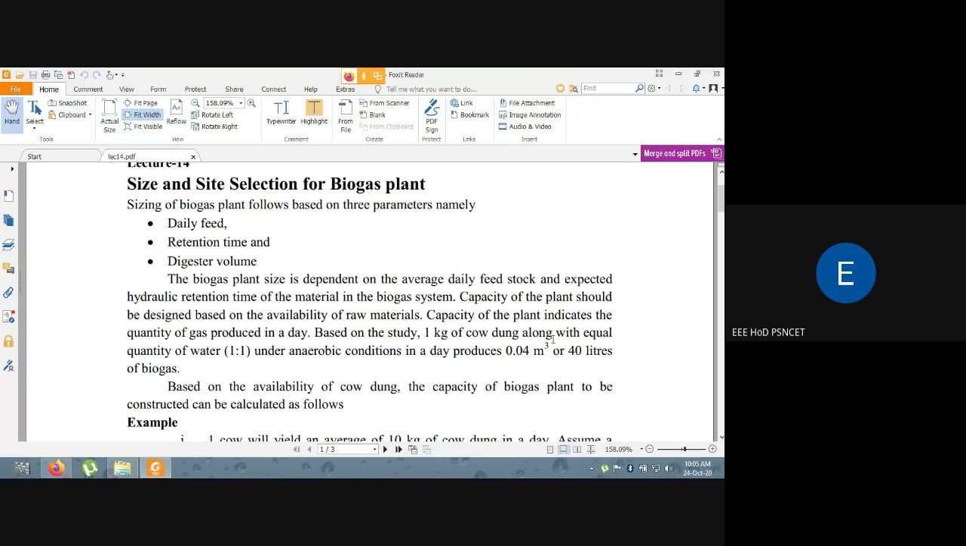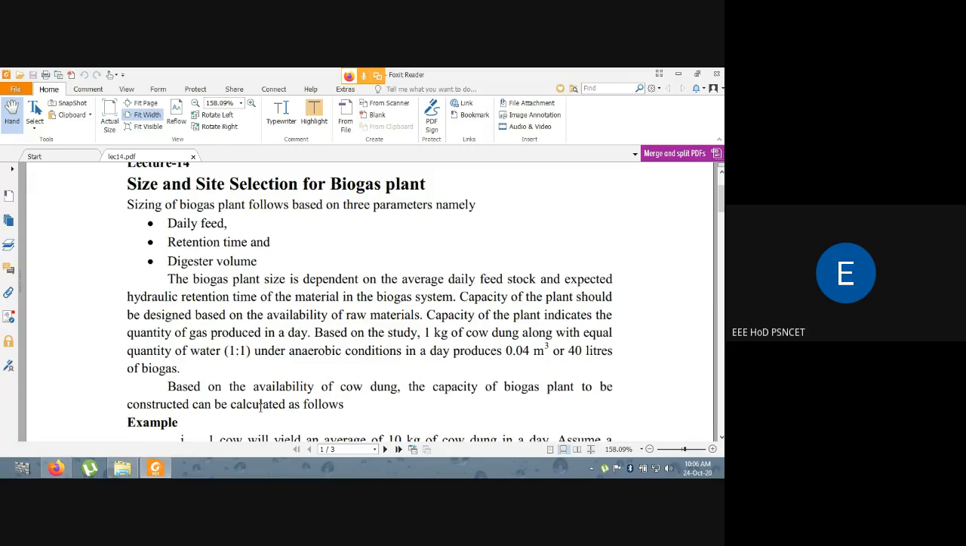Based on the study, 1 kilogram of cow dung along with an equal quantity of water under anaerobic condition can produce 40 liters of biogas. We have discussed that equal quantities of cow dung and water are mixed at the mixing table. So 1 kilogram of cow dung is mixed with 1 liter of water, and per day we can generate 40 liters of biogas.